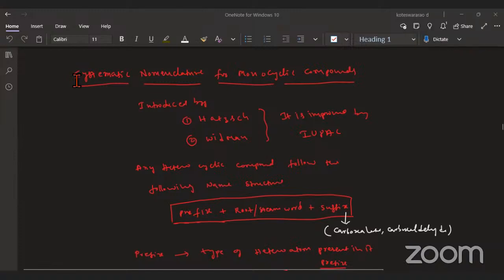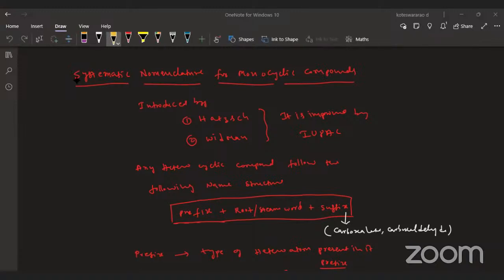I want to repeat some of yesterday's lesson because we used the whiteboard yesterday, and I think it was not properly conveyed. Again, I wrote yesterday's notes. We discussed heterocyclic compounds, up to systematic nomenclature. This is the systematic nomenclature for monocyclic compounds introduced by Hantzsch and Widman, and later improved by IUPAC.